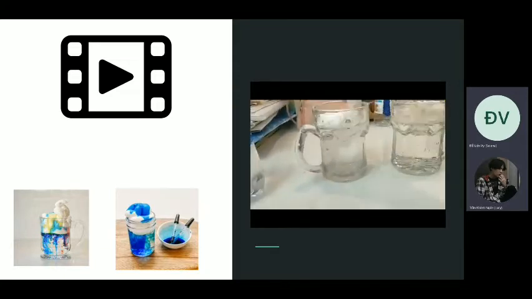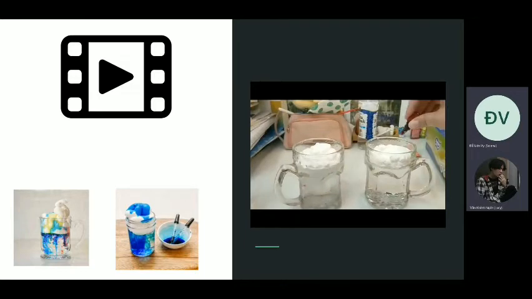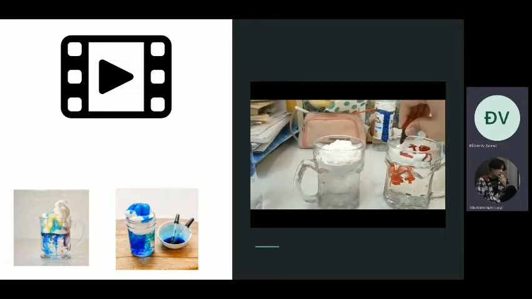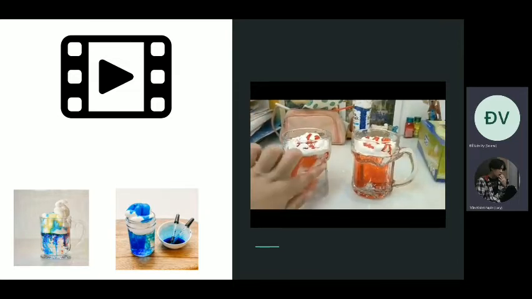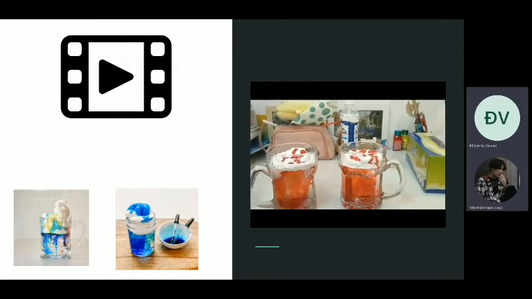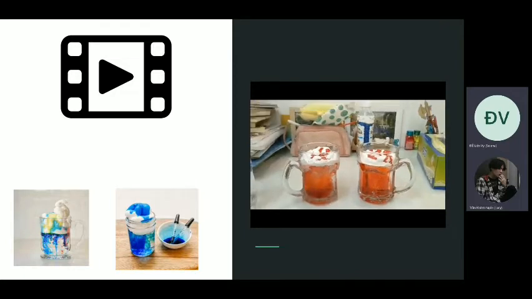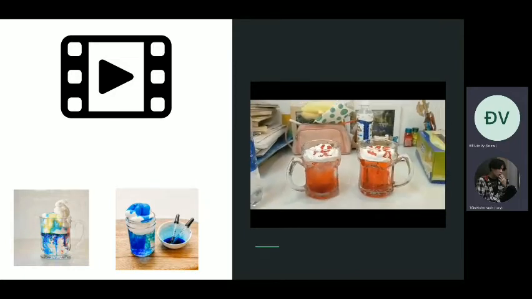After that, put shaving cream on top of the cups. And the last step is to put some drops of food coloring on the cream. Those are all the steps needed to finish this experiment, and the next thing is to wait.